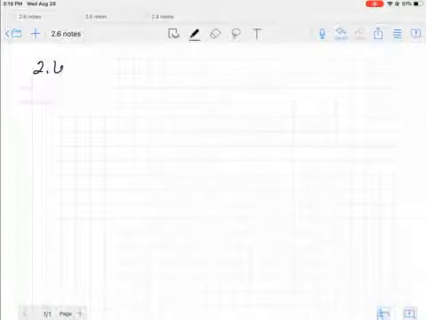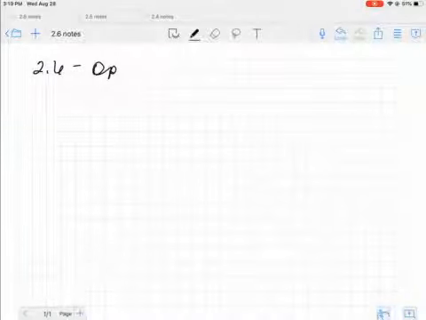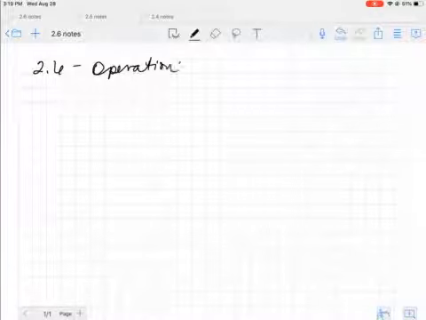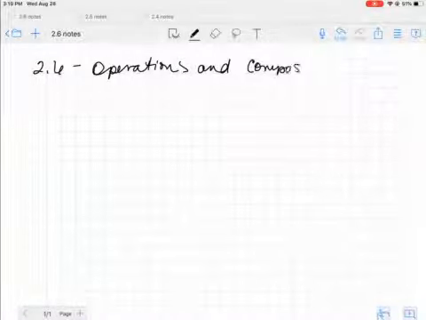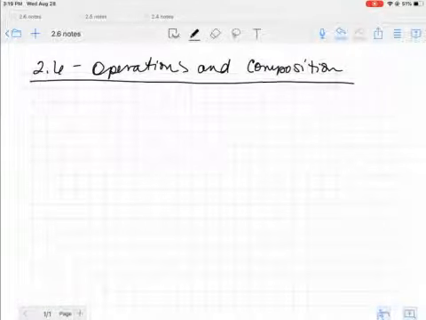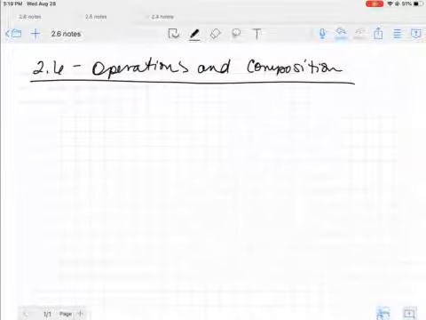Okay, here are our 2.6 notes. We're looking at operations and composition. All right, so there's several concepts in here. However, some of the concepts in here are obvious that we've done before, so we're going to skirt through those, and some of them I want to spend a little bit of time on.